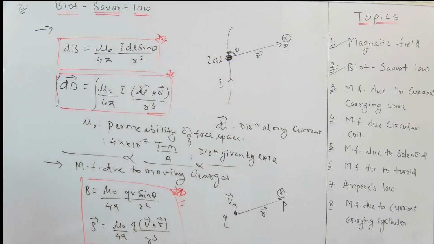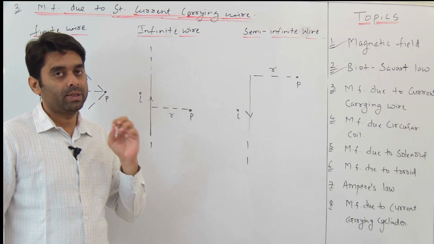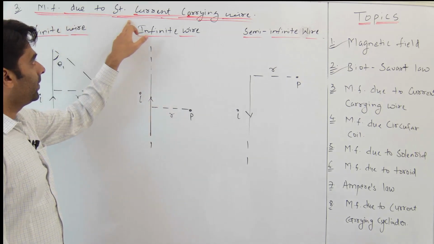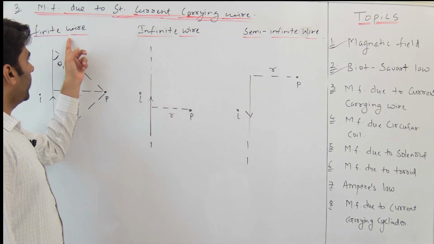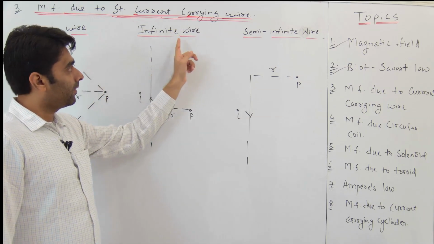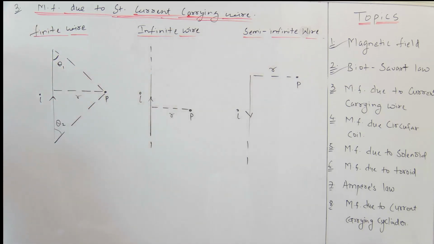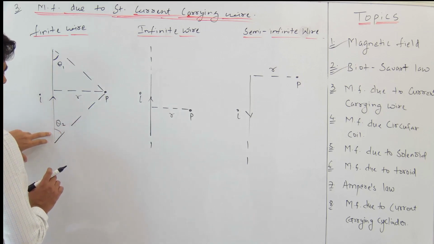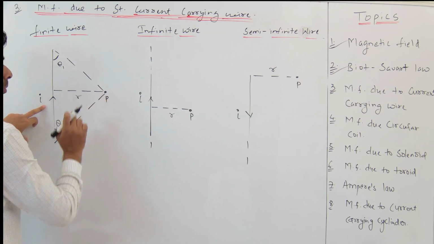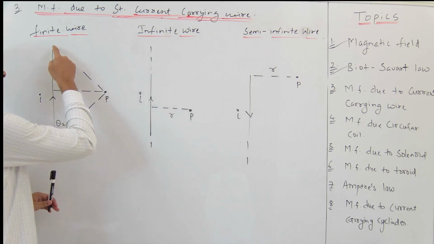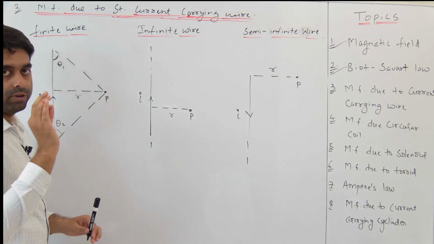Okay, so next we are discussing application of Biot-Savart law. In application of Biot-Savart law, we are seeing magnetic field due to straight current carrying wire. We have taken three cases: a finite wire, infinite wire, and semi-infinite wire. First of all, let's focus on finite wire. What do we mean by finite wire? A current carrying wire is there through which current I is flowing. At a distance r, a point P is there. Now the lines joining the edges to the point P make angles theta1 and theta2 with the wire, right?